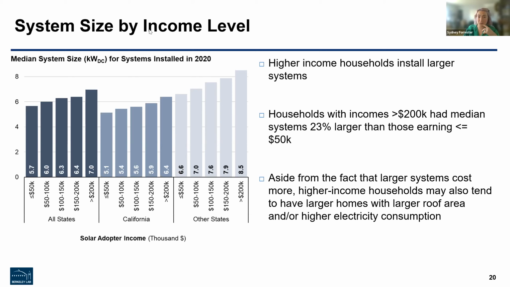So this could be due to a couple things. It could just be because obviously larger systems cost more, so higher income equals more money to pay for a larger system. But you could also see things like if you have a higher income, you might have a house on a larger footprint with more usable rooftop space, or you could also have higher electricity consumption that you're trying to offset with your solar installation. So higher income, more money to spend on solar, higher electricity usage potentially, and larger roof area.